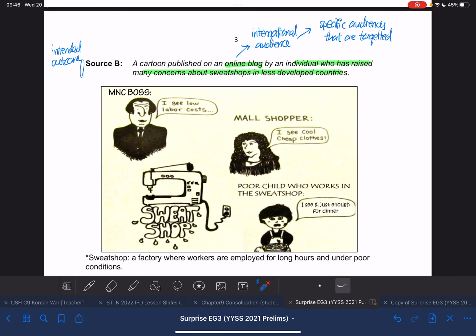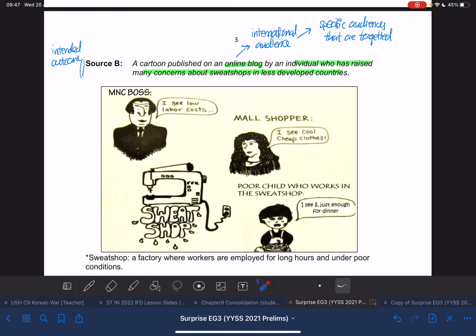So let me see. In this picture, I see several things, right? In the left section, I see the MNC boss who says he sees low labor costs. That's one person. Another person we see, the mall shopper who only sees cool and cheap clothes. That's what they are looking at. And then the final person is the poor child who works in the sweatshops, who sees money, but it's just enough for dinner. So there are three different people being shown here: the boss, the shopper, and the poor child working in the sweatshops.